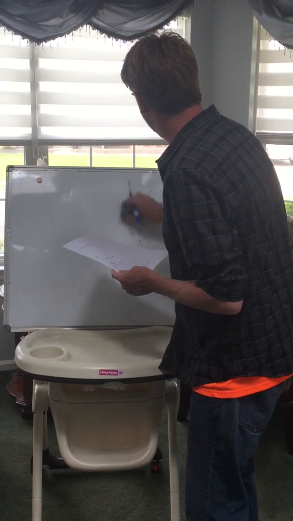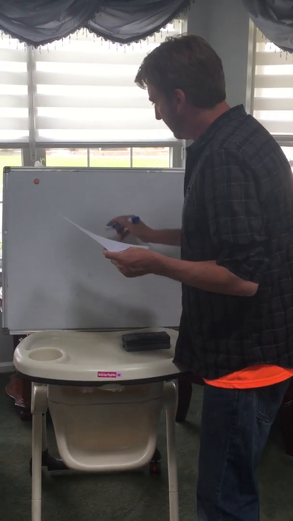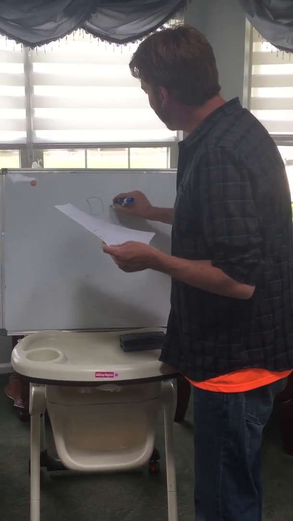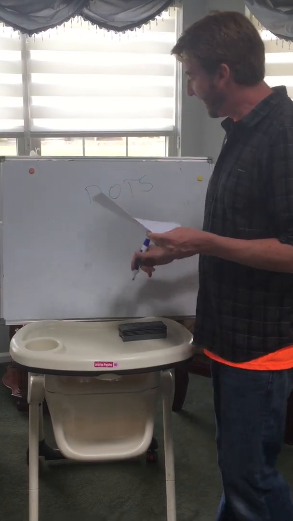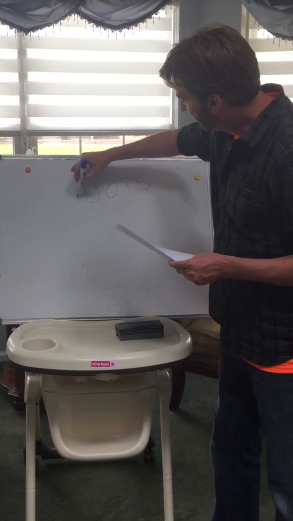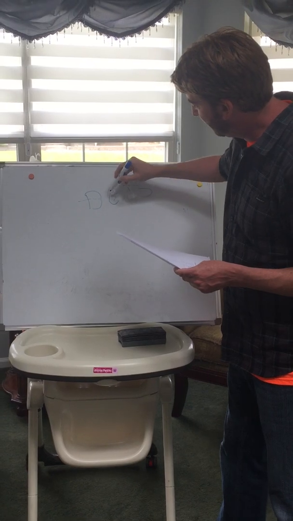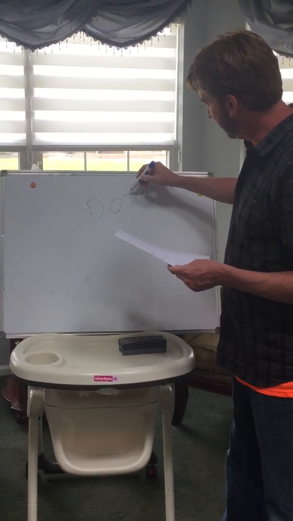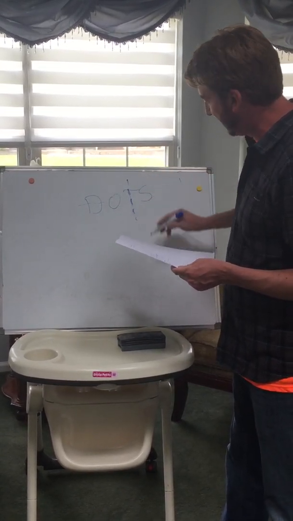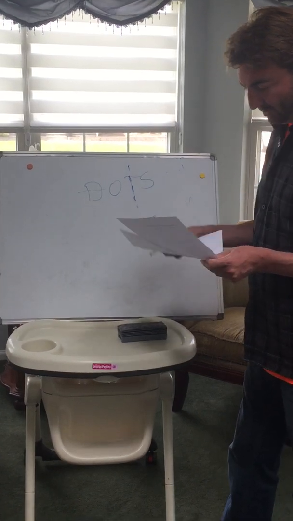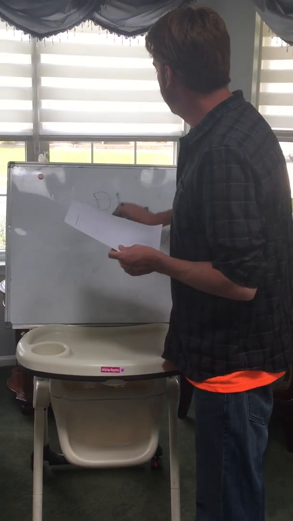Couple more, 2 more. Number 22, we have the word dots. Which letter does not have a line of symmetry? Well, the D has a line of symmetry horizontally. The O can be all over the place. The T can be vertical. The S has none. So S is the word that does not have a line of symmetry.